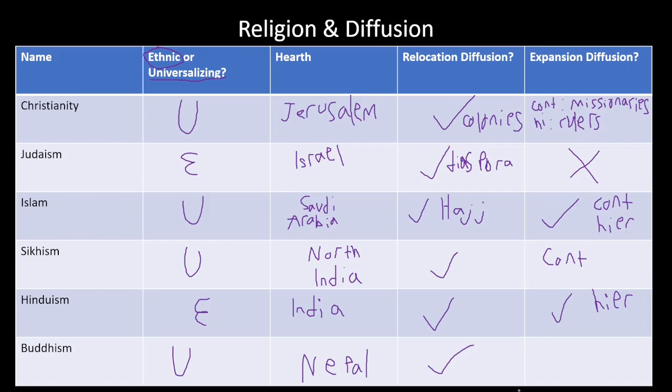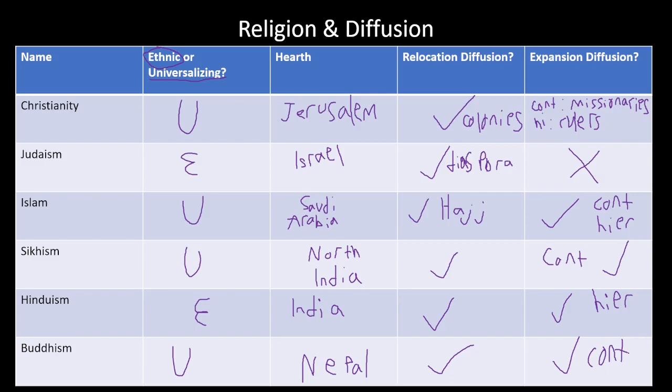And then what about expansion diffusion? Yeah, it has spread. I'll put a little check mark here, too. It's spread through contagious diffusion, through teachings of people. People are teaching others about Buddhism, and this was a really historic example as well. That's how it spread originally: the founder, Siddhartha Gautama, taught people, and then it spread that way. That's contagious diffusion.